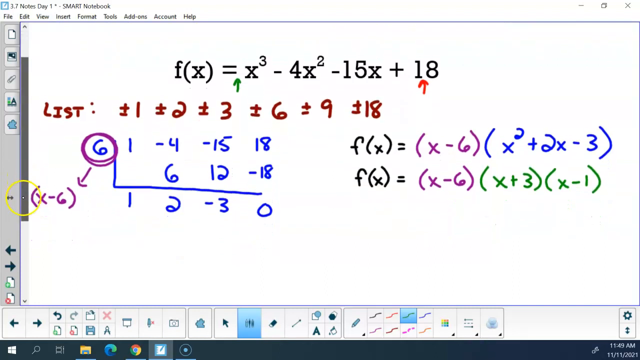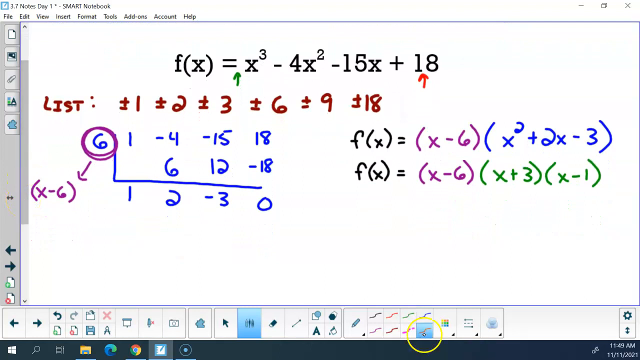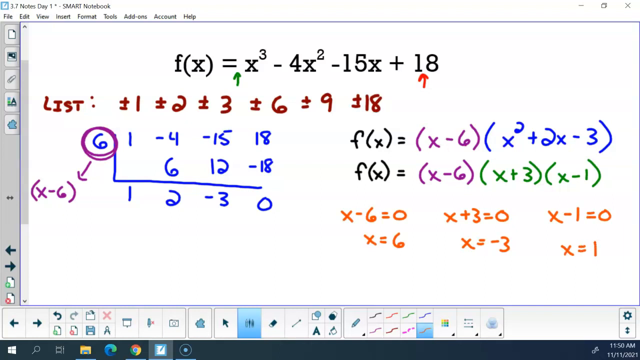So then I can say that x minus 6 is equal to 0, so x is 6. X plus 3 is equal to 0, so x is equal to negative 3. X minus 1 is equal to 0, so x is equal to positive 1. So the 3 zeros of this function, and I should get 3 zeros, are 6, negative 3, and 1.